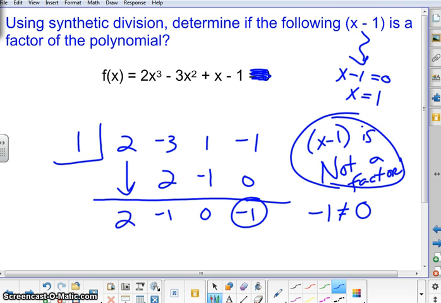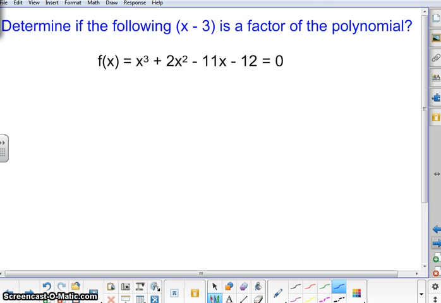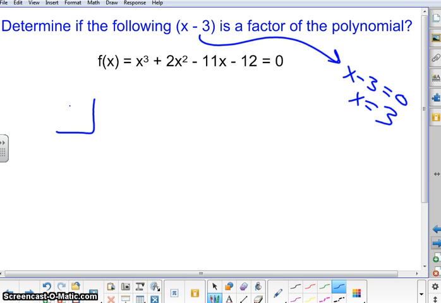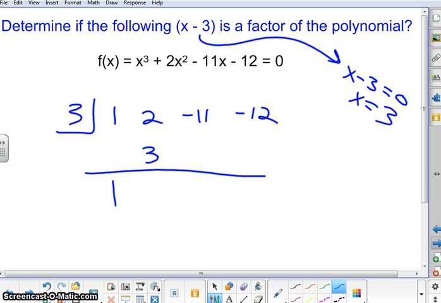Okay, use synthetic division again. Okay, so then determine if the following x minus 3 is a factor. I want you to go ahead and push pause and practice this one, and then check your answer. So don't forget, set it equal to 0. You get x equals 3, so that's what's going to go in the box. We got 1, 2, negative 11, and negative 12. Drop that first number, and then you're going to add and multiply and continue adding and multiplying until you see that you have a 0.